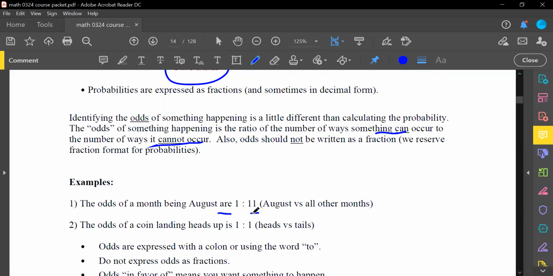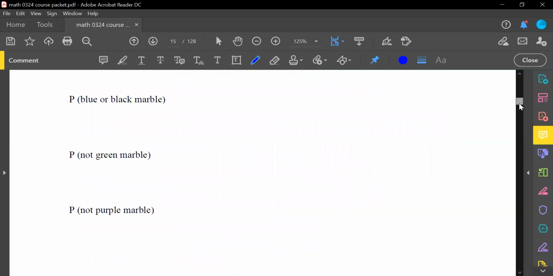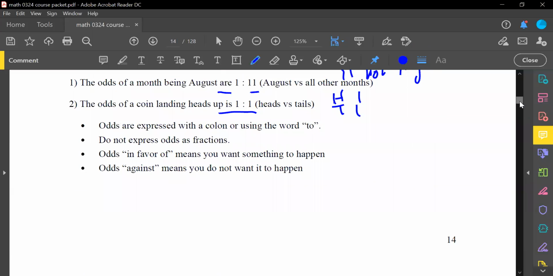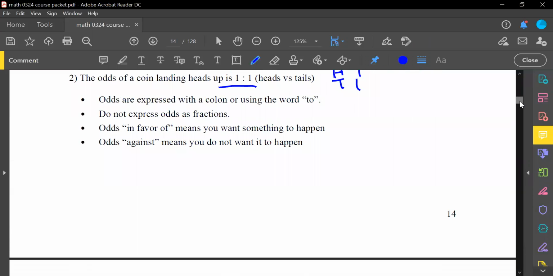If you think about it, you have 12 months in a year. You have 1 month that's August, and then you have 11 months that are not August. So the odds are 1 to 11, and they write it with a colon. The odds of a coin landing heads up is 1 to 1, because you have one way of getting heads and one way of not getting heads. That colon is how they express it. Don't express odds as fractions.